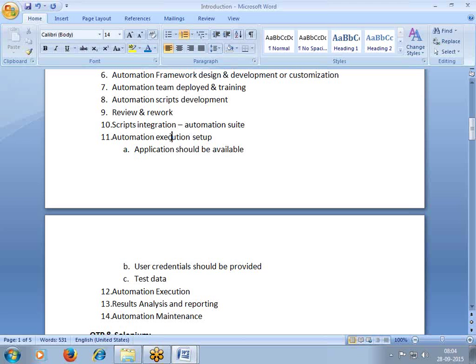So we have to check in which environment we have to run our automation scripts, whether the setup is ready in that particular environment. There are some prerequisites, some preconditions that we have to check before starting the automation scripts execution in that environment. The application should be available in that particular environment, user credentials should be provided for automation testers, and the test data should be available for that environment. If not available, we have to create new test data for that environment. Only then you can start execution. So these are all pre-setup. We have to check whether the automation setup is ready in that particular environment to start our automation scripts execution. Once the setup is ready, then you will start automation scripts execution.